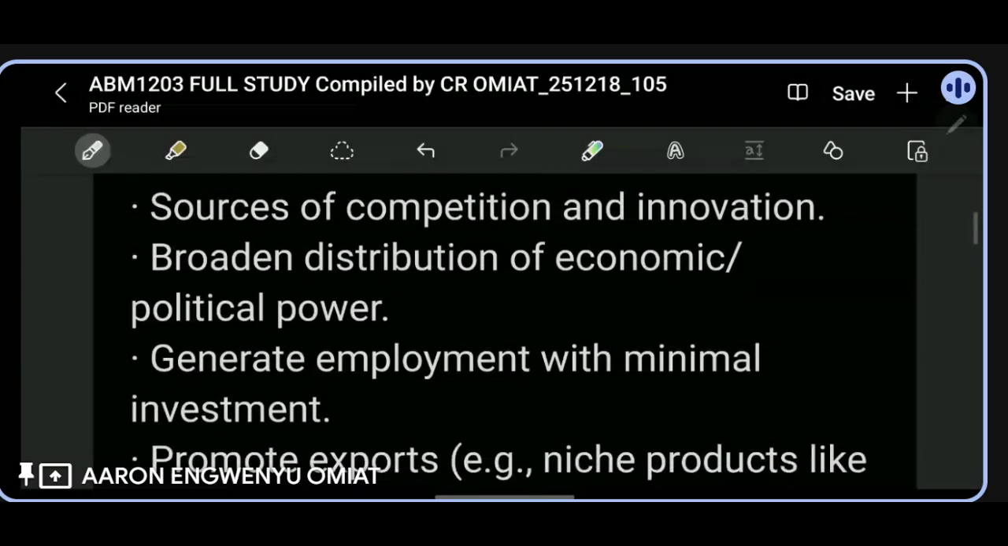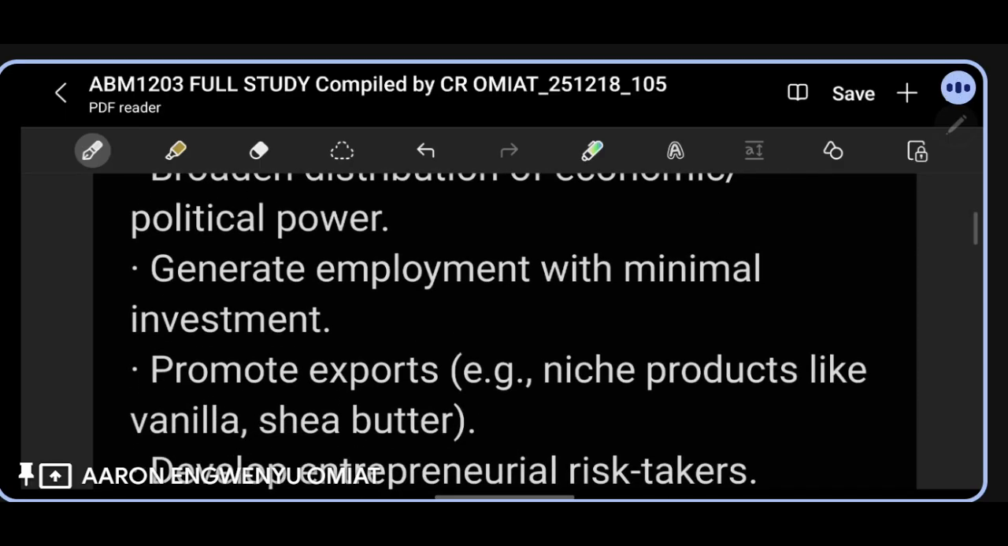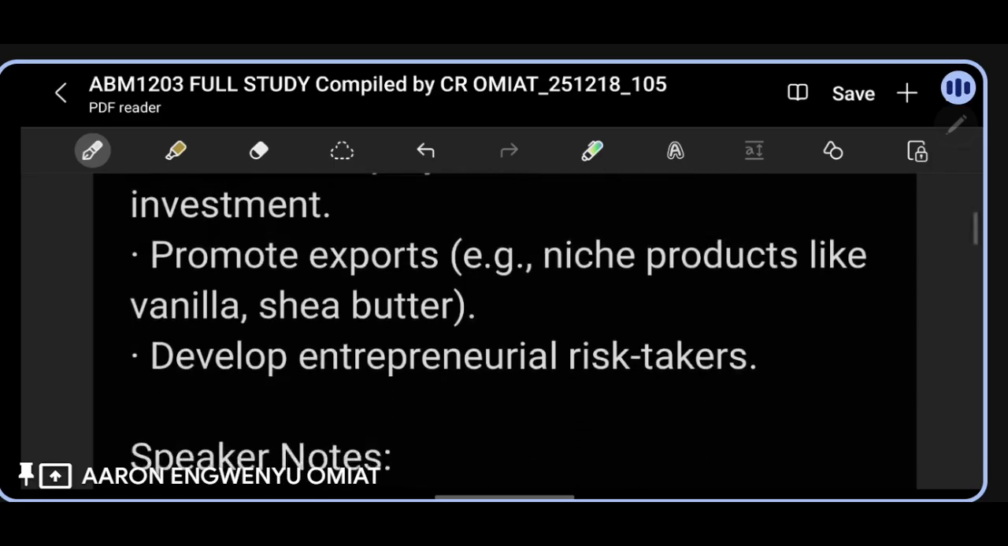We have general employment and minimum investment. We know that small businesses don't cost much to start. You don't need hundreds of millions to start. You just need a few 100,000 or sometimes a few millions to start. Then employment, that is obvious, they give employment. Then also we have promotion of exports in niche products like vanilla, shea butter. You find that farms producing these products like vanilla are not so big, but they contribute significantly to the exports of the country.